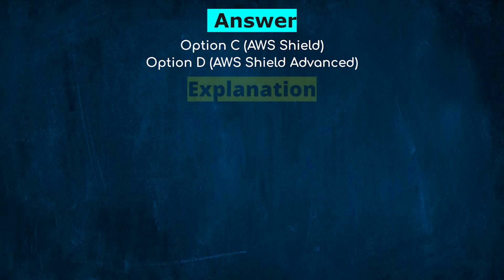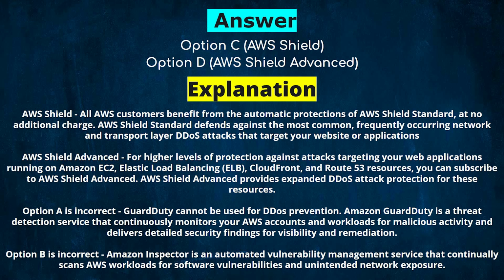Explanation. AWS Shield. All AWS customers benefit from the automatic protections of AWS Shield Standard at no additional charge. AWS Shield Standard defends against the most common, frequently occurring network and transport layer DDoS attacks that target your website or applications. AWS Shield Advanced offers higher levels of protection against attacks targeting your web applications running on Amazon EC2, Elastic Load Balancing (ELB), CloudFront, and Route 53 resources. You can subscribe to AWS Shield Advanced. AWS Shield Advanced provides expanded DDoS attack protection for these resources.